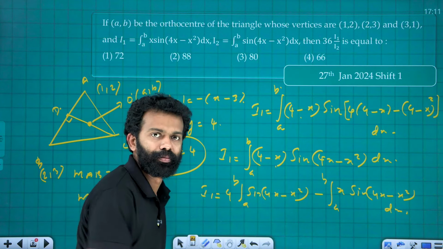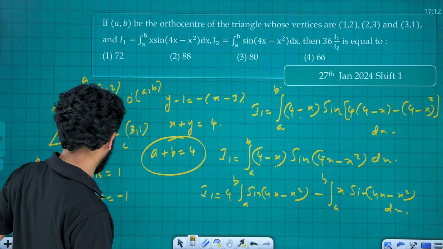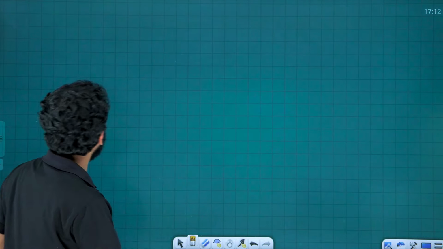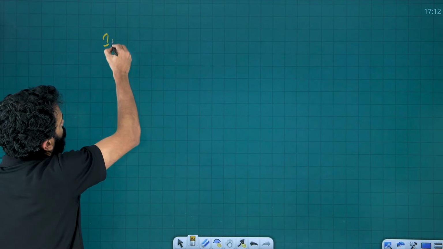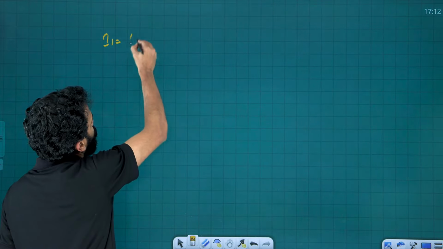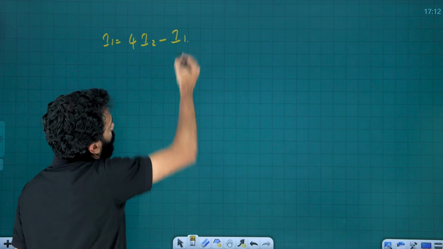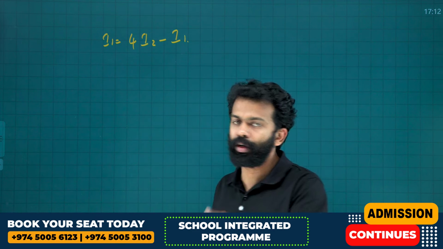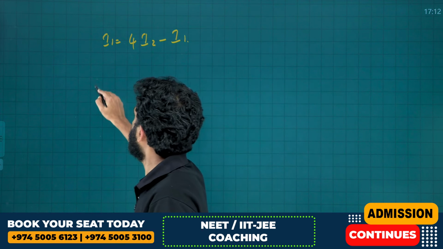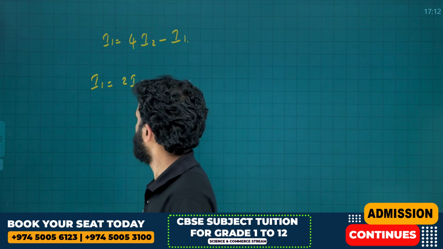So everything is there. Therefore, we can write, in the next slide, since there is not much space here, I1 is equal to 4 into I2 minus this, which will be I1. Therefore, 2I1 is equal to 4I2. That is, I1 is equal to what? 2I2.